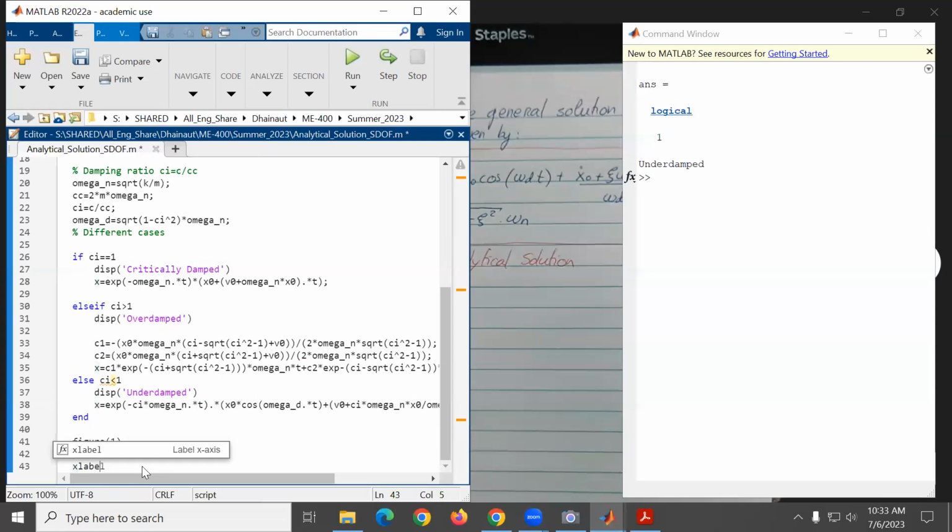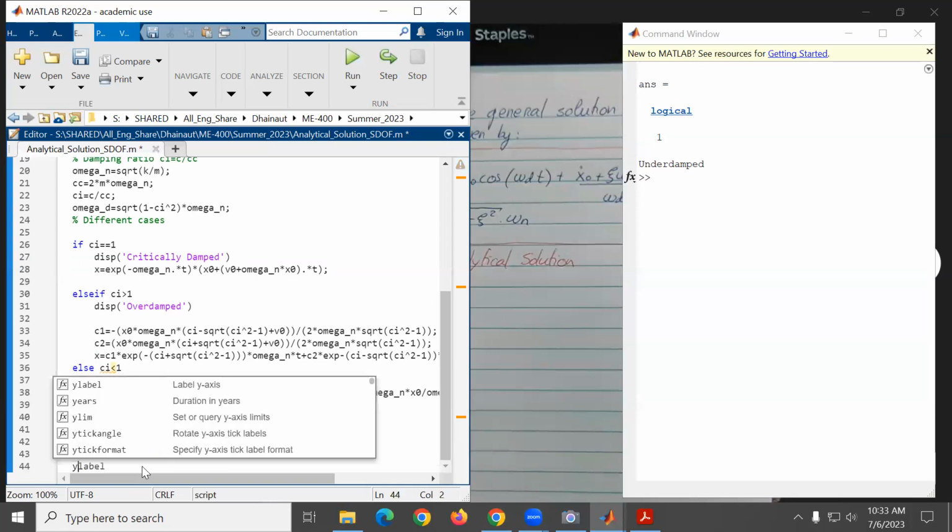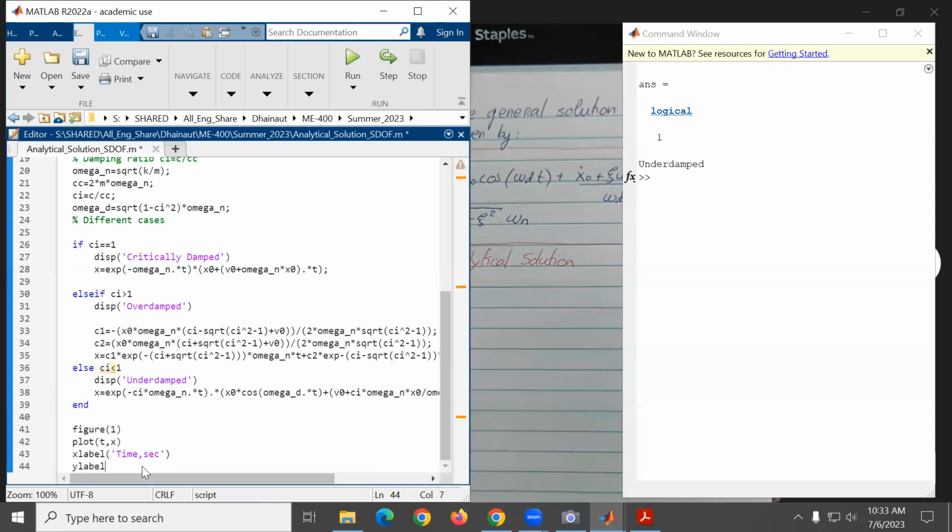X label with the time in seconds. Y label with the response x of t in meters.